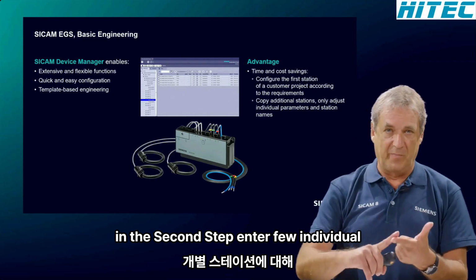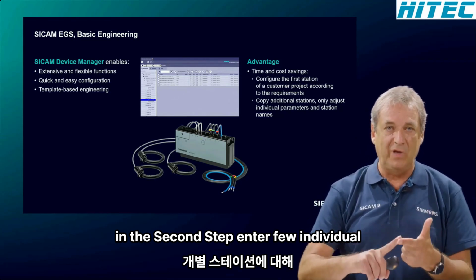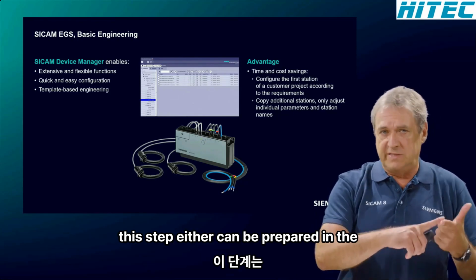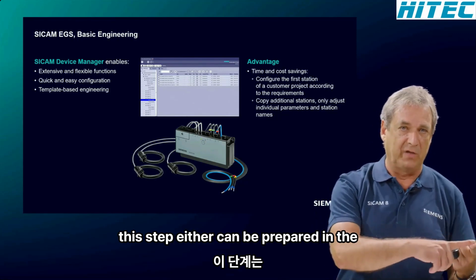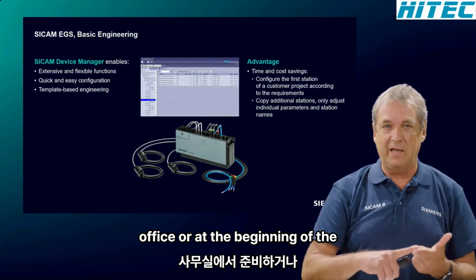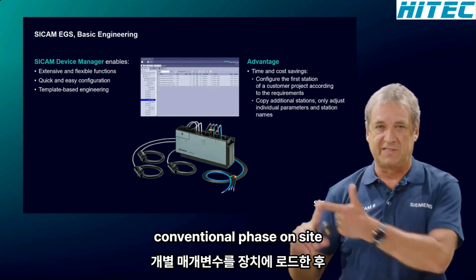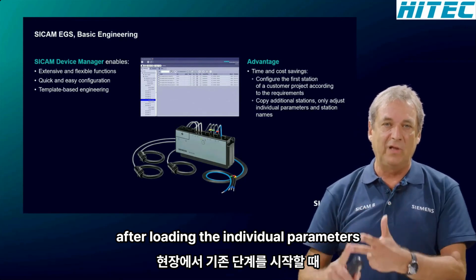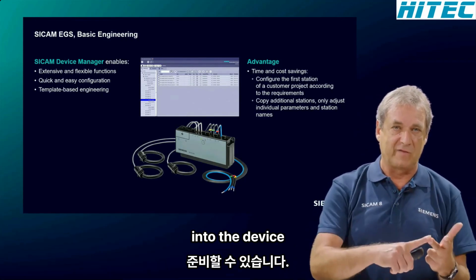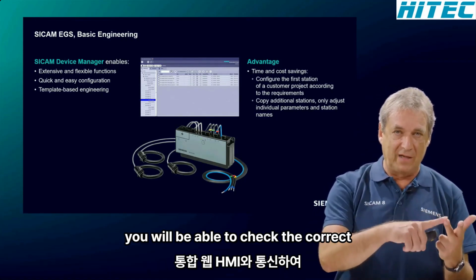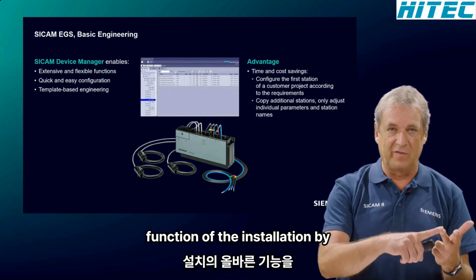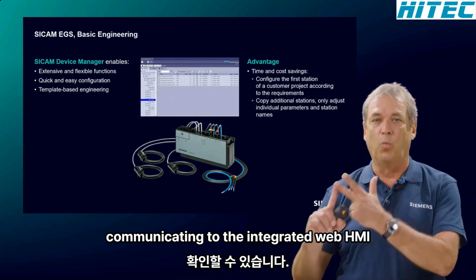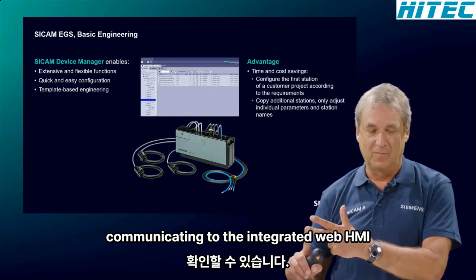In the second step, enter a few individual parameters for the individual station. This step either can be prepared in the office or at the beginning of the commissioning phase on site. After loading the individual parameters into the device, you will be able to check the correct function of the installation by communicating to the integrated web HMI.